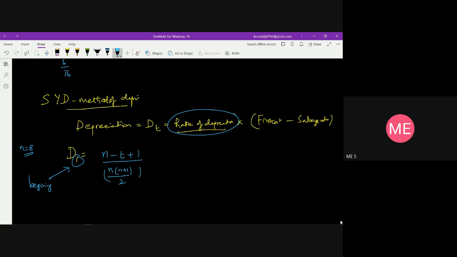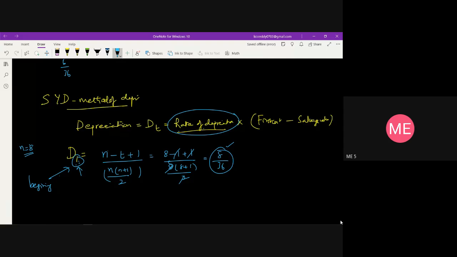See here, n is the 8 years and t is equal to 1. So t is equal to 1: (8 minus 1 plus 1) by 8 into (8 plus 1) by 2. For this example, I have taken 8 years. So minus 1 plus 1 is cancelled. Then 8 by, 2 fours are 8, then 4 into 9, 36. So 8 by 36 will become the rate at the beginning, which is the maximum. The highest rate of depreciation will be taken in the beginning.